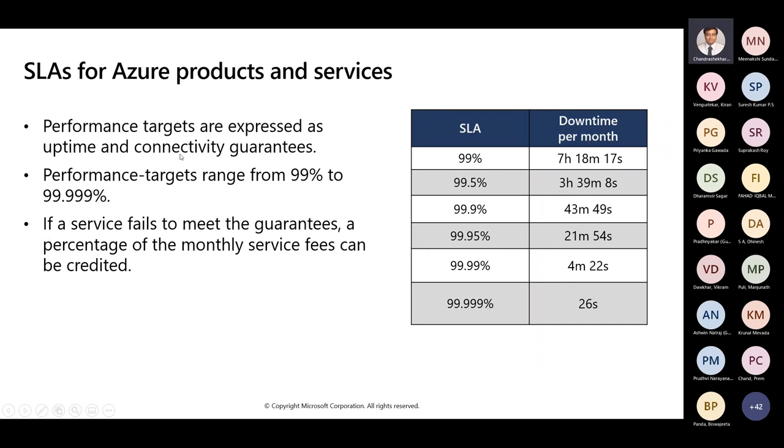Performance targets are expressed as uptime and connectivity guarantees. So here you observe, if it is locally redundant, then 99%. Whenever it says 99%, it means downtime of 7 hours. Whenever it says 99.9, it is a downtime of only 43 minutes throughout the month. And whenever it is guaranteeing you 99.999%, it guarantees only 26 seconds of downtime.